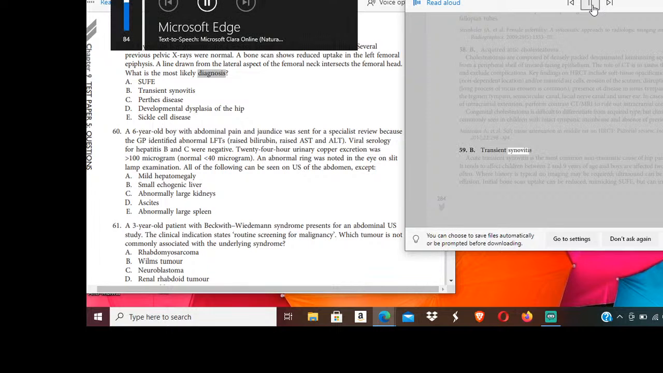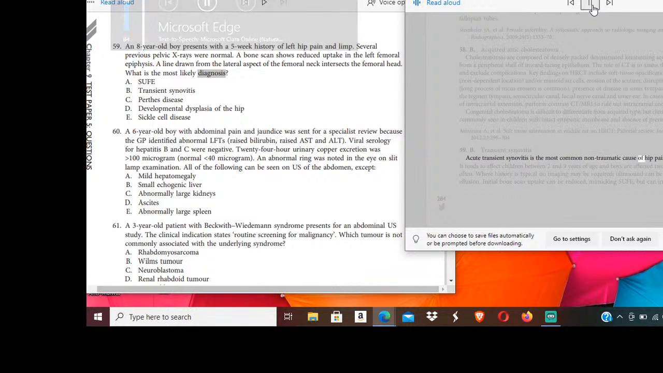59, B. Transient synovitis. Acute transient synovitis is the most common non-traumatic cause of hip pain in young children. It tends to affect children between 2 and 9 years of age, and boys are affected 2 to 4 times more often. Where history is typical, no imaging may be required. Ultrasound can be used to identify the effusion. Initial bone scan uptake can be reduced, mimicking SUFE, but can increase later on.